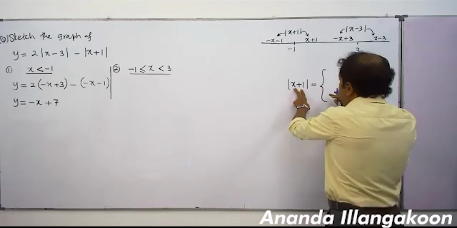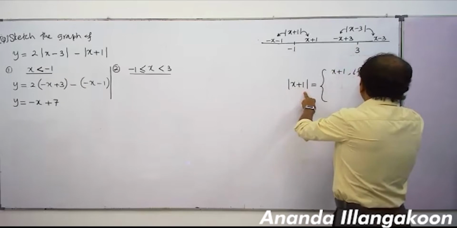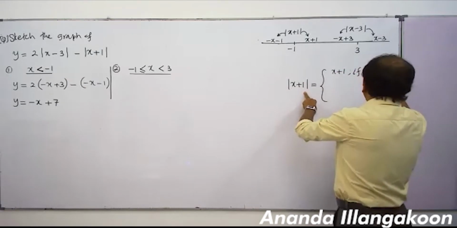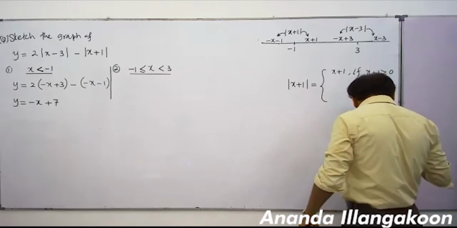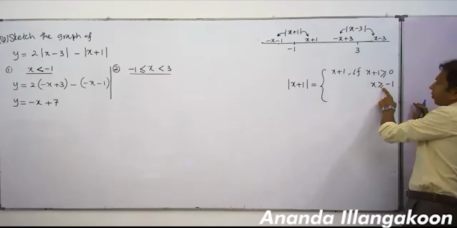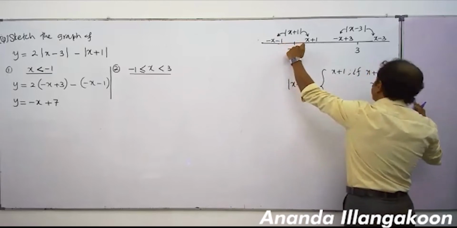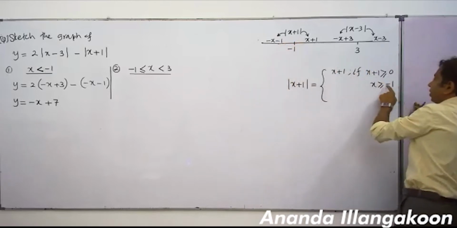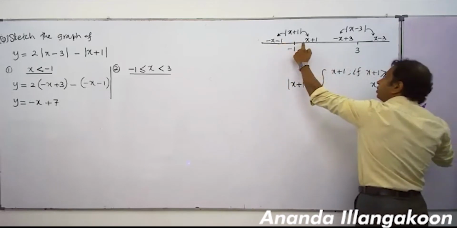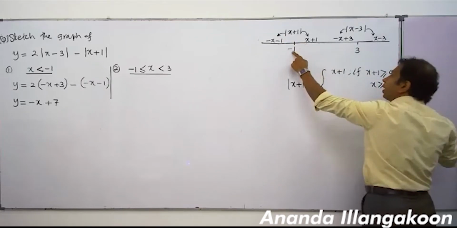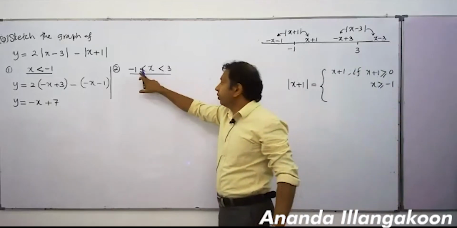X plus 1 modulus will be equal to the same x plus 1 if x plus 1 is greater than or equal to 0. It takes the right hand side, x greater than or equal to minus 1. See here, with this greater than sign, we have equal also. That means when you pass this minus 1 and come to the right, x is greater than minus 1. With that, we have the equal sign. That is why we take this equal sign.